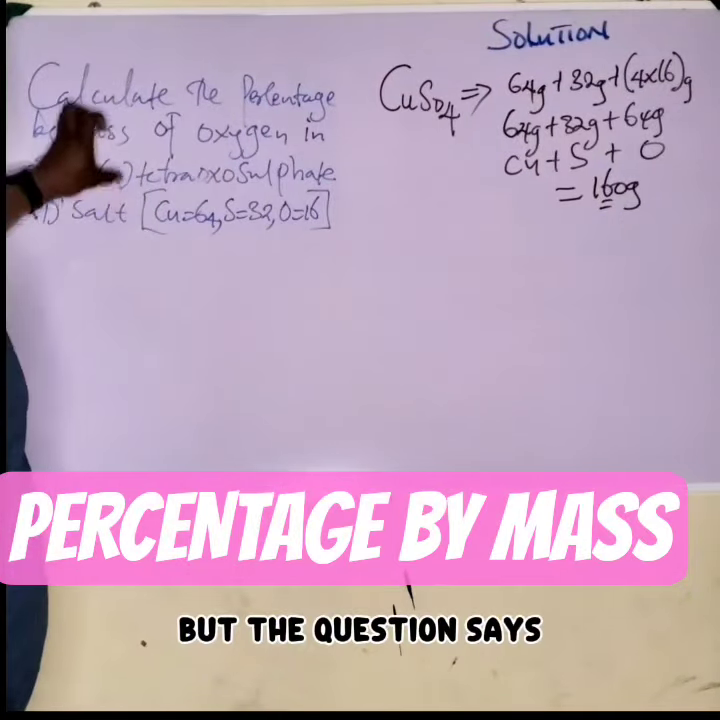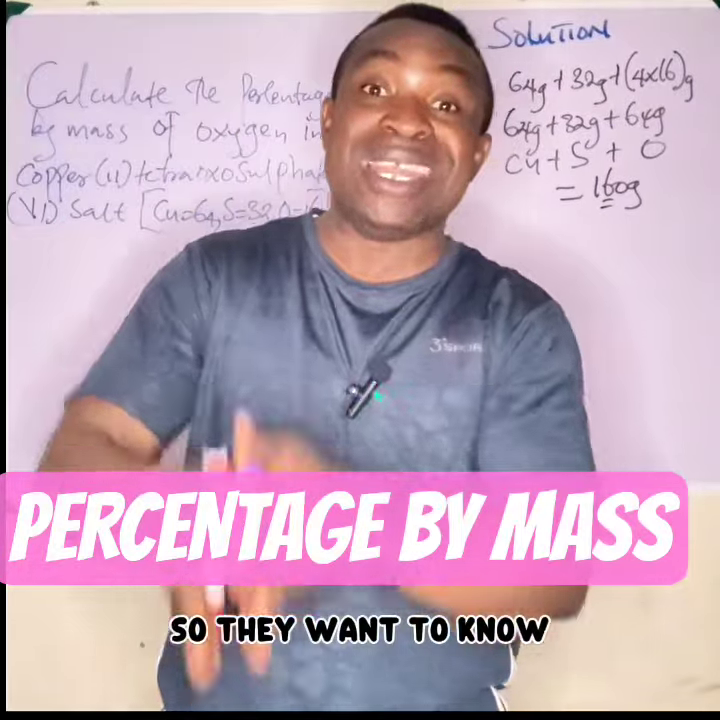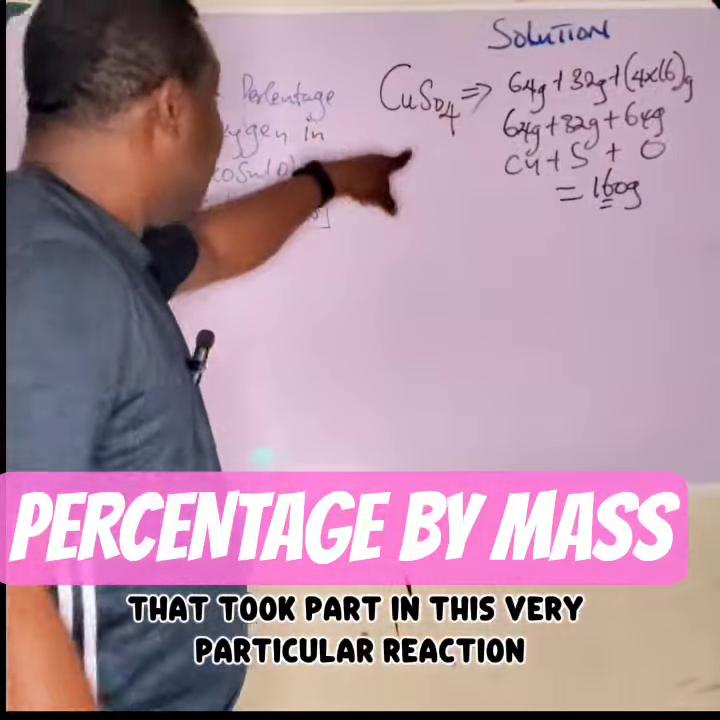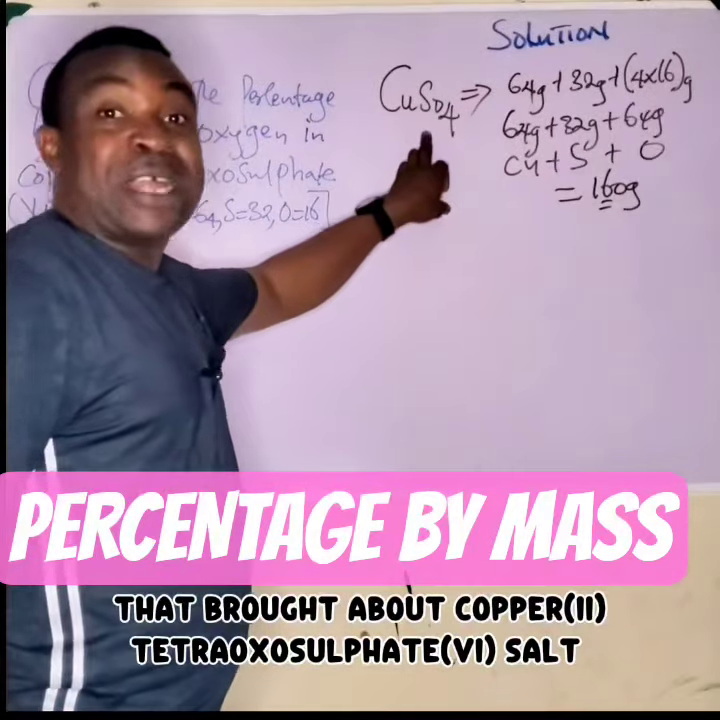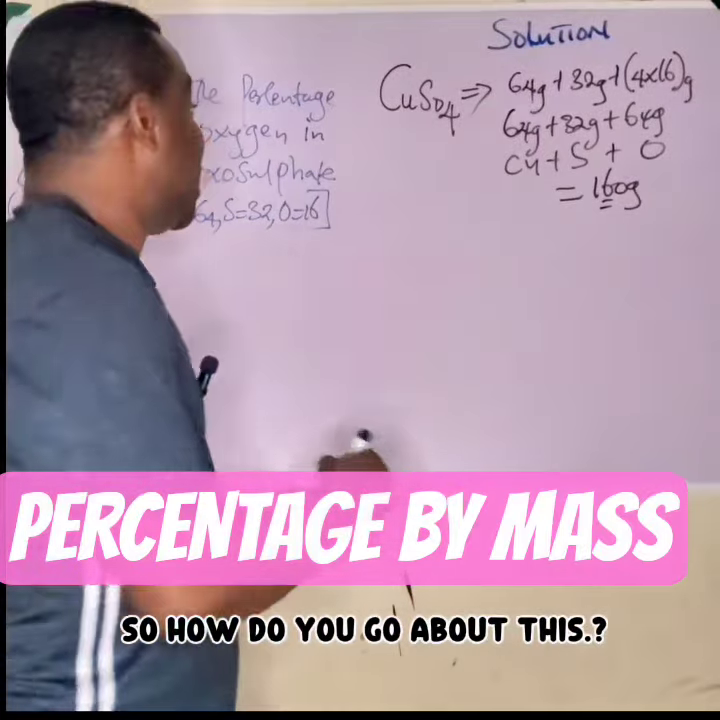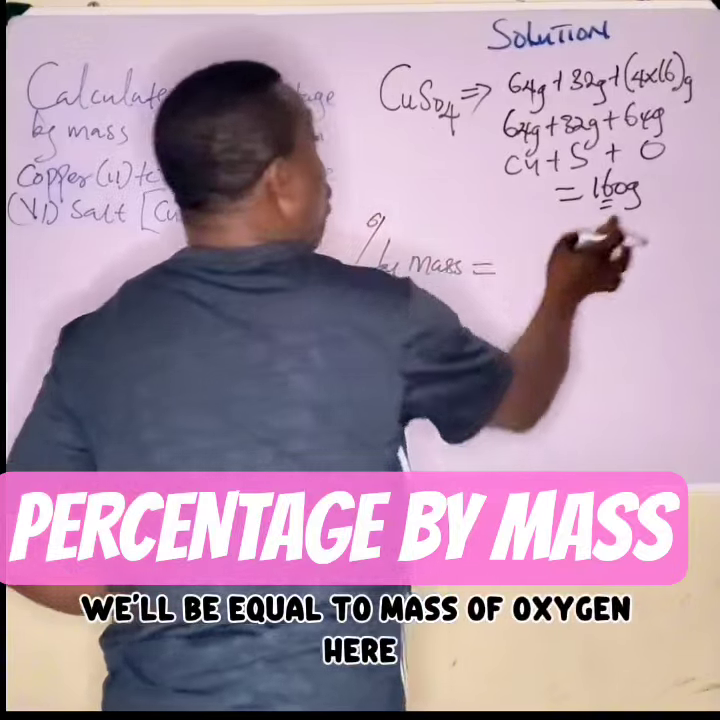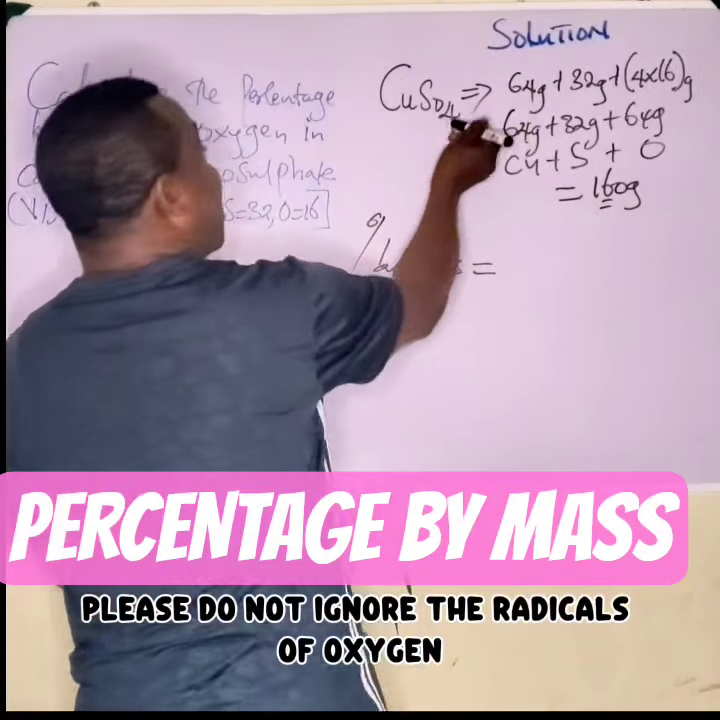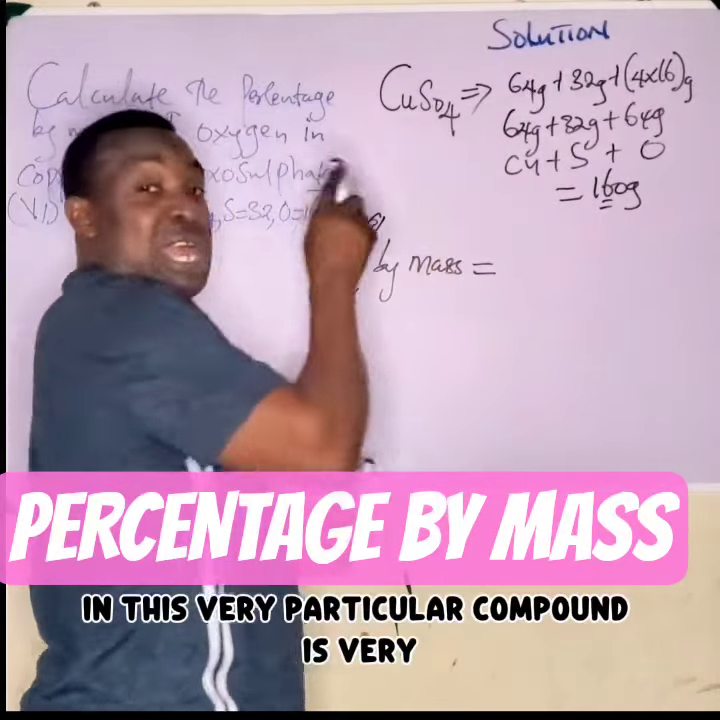But the question says, calculate the percentage by mass of oxygen. So they want to know the percentage of the component of oxygen that took part in this very particular reaction that brought about copper(II) tetraoxosulfate(VI) salt. So how do you go about this? The percentage by mass will be equal to the mass of oxygen here. Please do not ignore the radicals of oxygen or the atoms of oxygen in this very particular compound.